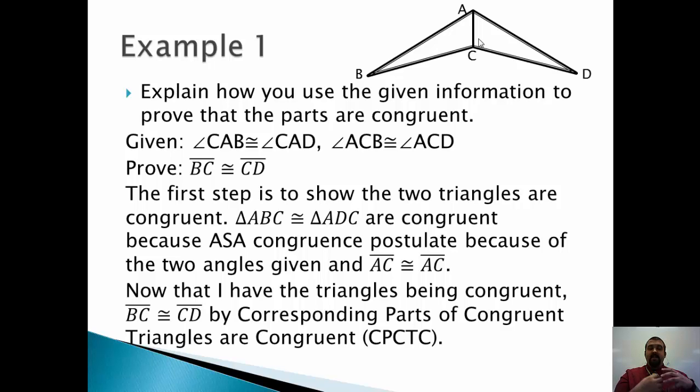But I outlined how I would do it. I said, first I'd show the triangles are congruent. I know they're congruent by angle side angle, because segment AC is congruent to segment AC. After I have those triangles being congruent, it just naturally follows that the two segments I'm looking for are congruent. That's all I really did, is I explained my thought process here. If that's what they ask, this is what you do.